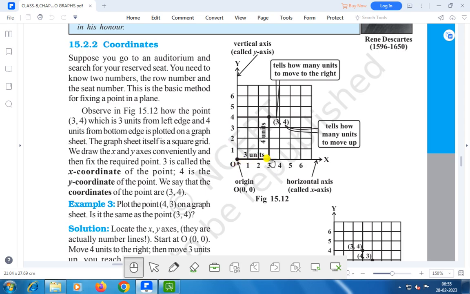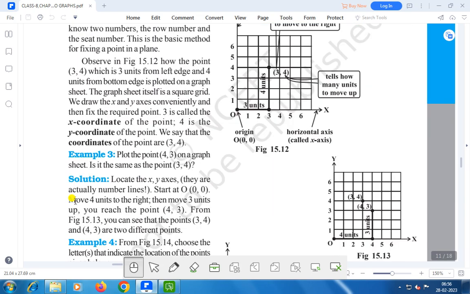This is 3 units, this is 4 units, this one is (3, 4). The graph sheet is itself a square grid. We draw the x and y axis conveniently and then fix the required point. 3 is called the x coordinate of the point, 4 is the y coordinate of the point. We say that the coordinates of the point are (3, 4).